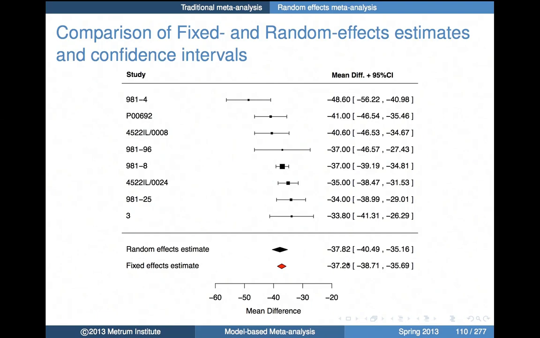So we see that the 2 parameter estimates are similar: minus 37.8 from the random effects analysis and minus 37.2 from the fixed effects analysis. But the confidence interval from this random effects analysis is wider. So in this particular case, there's really not much difference between the two in terms of the average effect. Now, what I haven't done here is show a prediction interval for a future study, but within this context, it would be easy to do, and that will be part of your homework assignment.